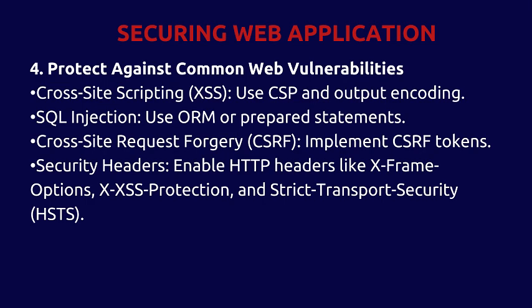Number 3, we have cross-site request forgery, that is CSRF. How do we prevent this? By implementing CSRF tokens. Number 4, we have the security headers. How do we prevent this? By enabling HTTP headers like X-Frame-Options, X-XSS-Protection, and Strict Transport Security, that is the HSTS.